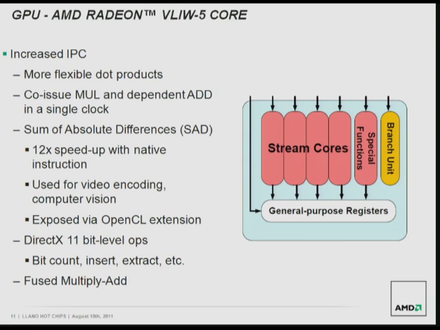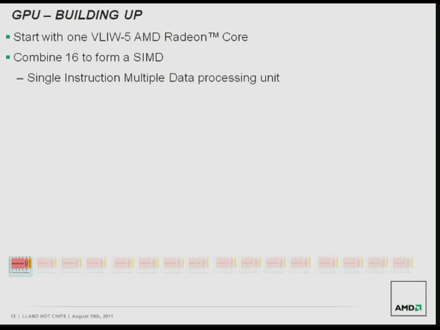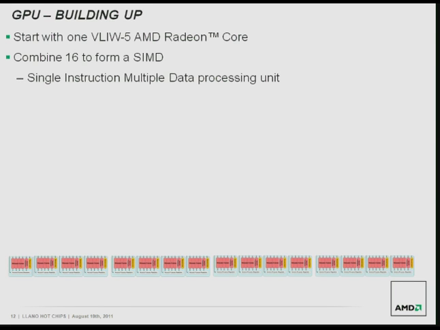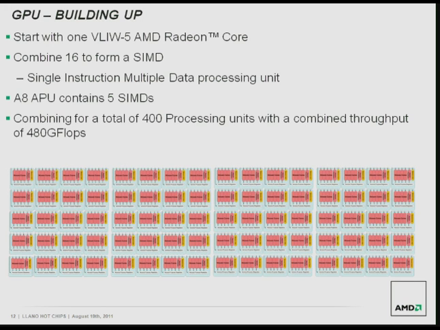extract, et cetera. If we look at how this gets built up, starting over in the corner here, just in case you're missing it, this is one of the stream cores. So we combine 16 of these stream cores to form a single SIMD, single instruction multiple data processing unit. And on the A8 version of the Llano core, which is the largest one of the Llano cores, we actually have 5 of these SIMDs combining for a total of 400 processing units with a combined throughput of 480 gigaflops.